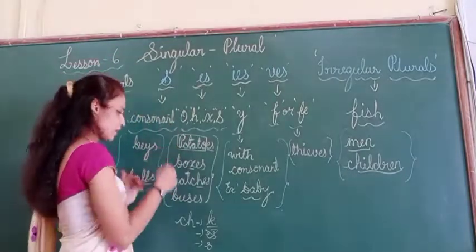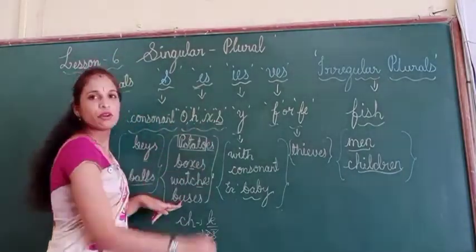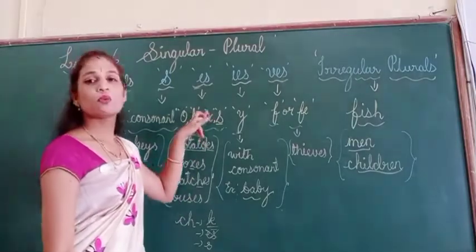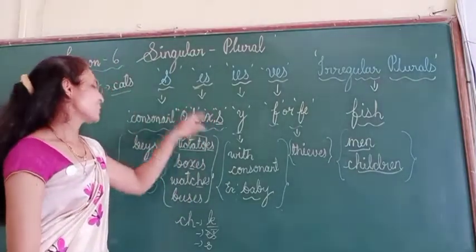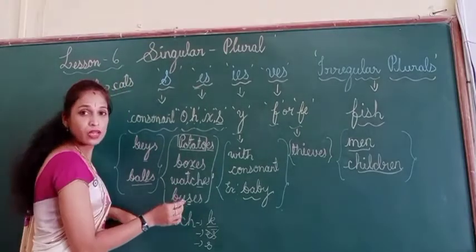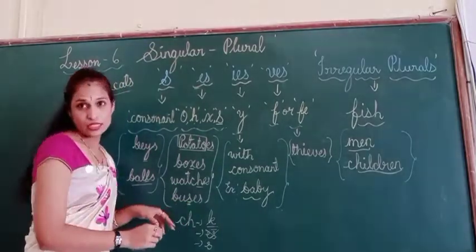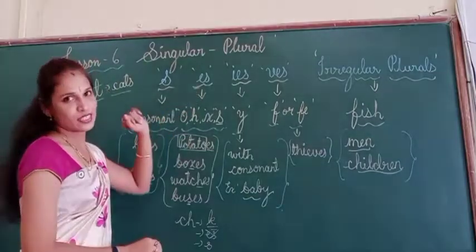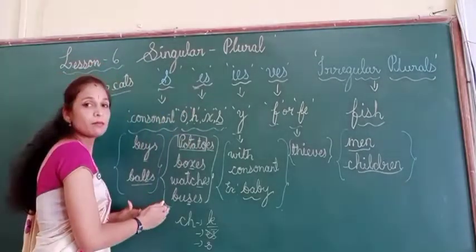I have given one more example for the word which ends with the letter S. That is bus. What is the last letter of bus? It is S. For this I am going to add ES. Now it will become buses.